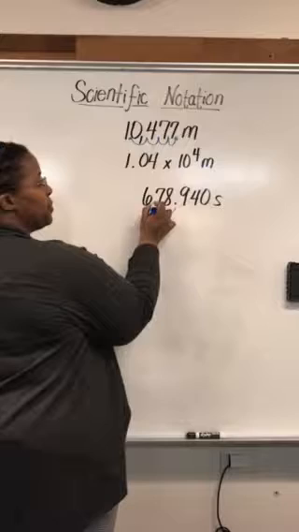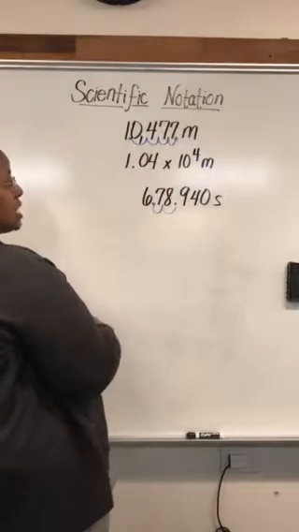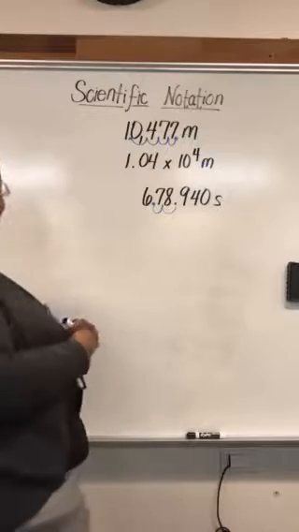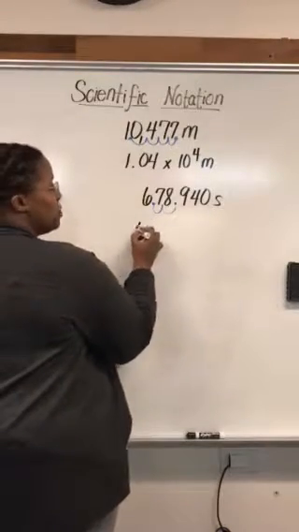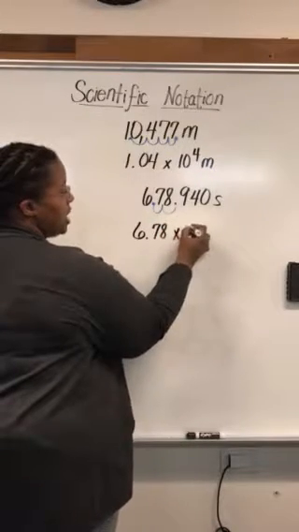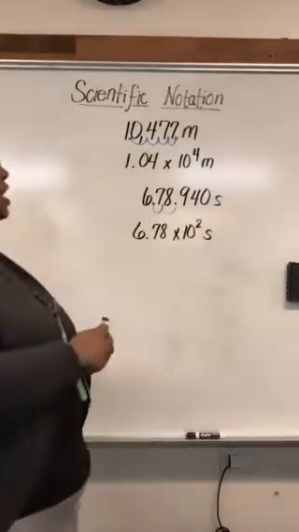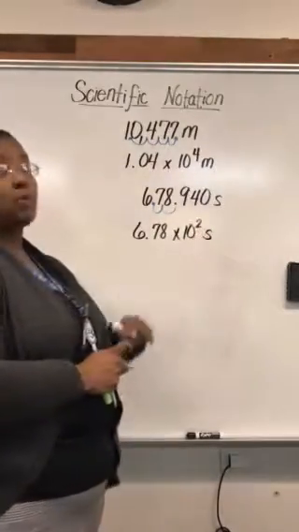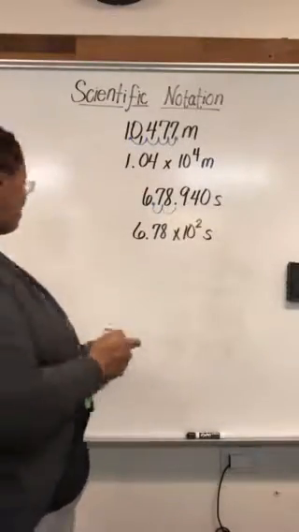1, 2. If you're looking at your number that was originally 678.940 seconds, then our new number would be 6.78 times 10 to the second seconds. If you're asked the question, why is your exponent positive? It's because you move to the left.